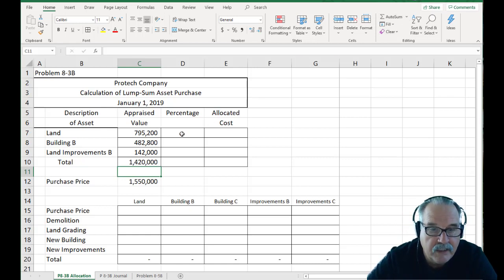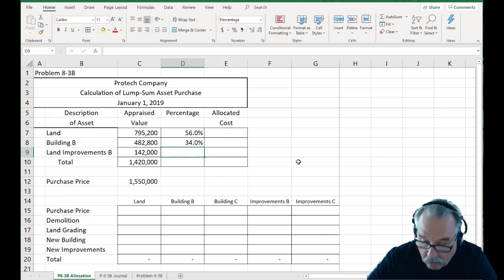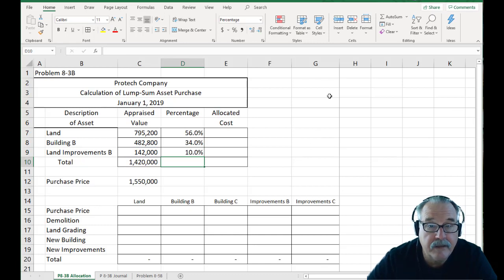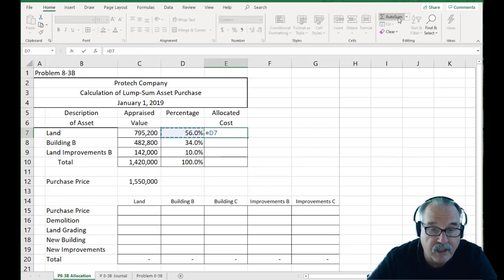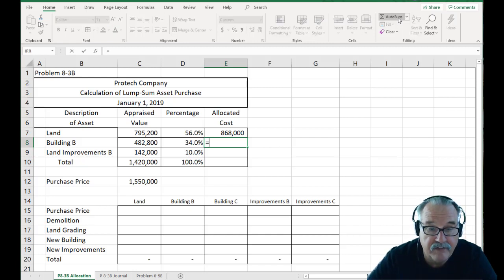But now what we're going to do is calculate the percentage of each one of these categories to the total by just dividing the appraised cost by the total appraised value, so that I can get a percentage, and they should obviously add up to 100%, and they do. So now I'm going to multiply the purchase price times the percentage to get the amount of the purchase price that is allocated to each one of these assets.